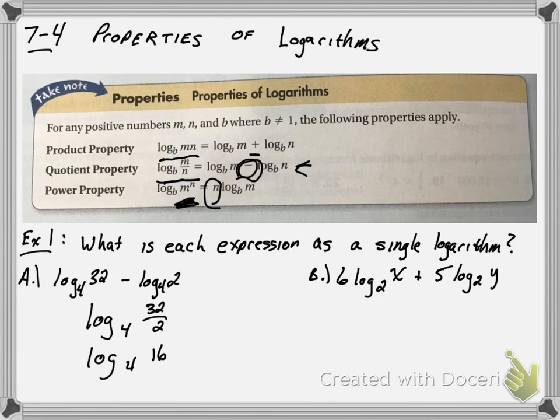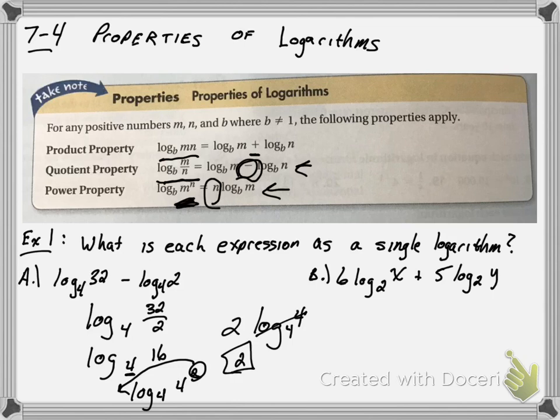Now, let's simplify this further. What's kind of nice is because our base is 4, I want to take 16 down to 4, just so the base and the number match. So log base 4 of 4 squared, that's how I get 16. Well, again, based on this property here, the power property, that actually comes in front. So 2 log of 4 base 4, and that just ends up canceling. So our final answer is 2. Log of 4 base 4 is just 1. Okay?